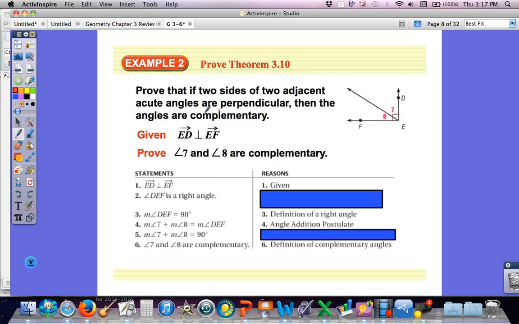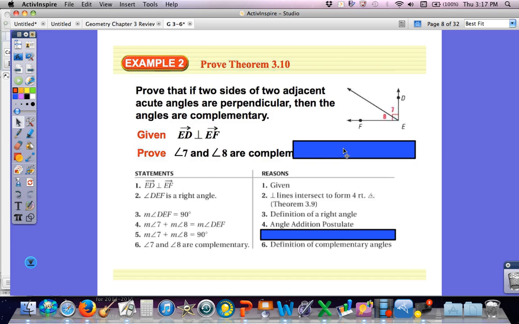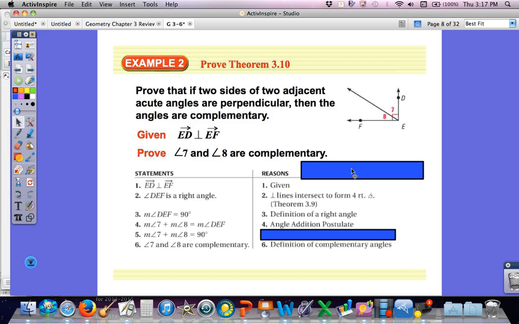They told you, be careful here, this line says ray ED is perpendicular to ray EF. And we're proving that angles 7 and 8 are complementary. So that first part is the given. Now, this is me. I told you I'm starting to do more and more of my own proofs because I don't like the book. The book says that DEF is from theorem 3.9, perpendicular lines intersect to form 4 right angles. I just don't think that's really a good use.